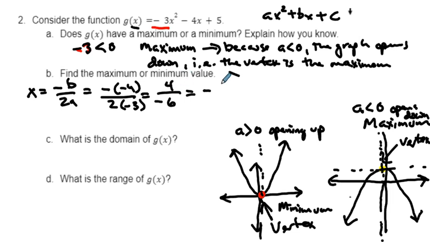Divide them both by 2, and you get 2/3. And so that is my x-coordinate, negative 2/3. Now, when I find my y-coordinate for this, I'm going to plug negative 2/3 into this equation.